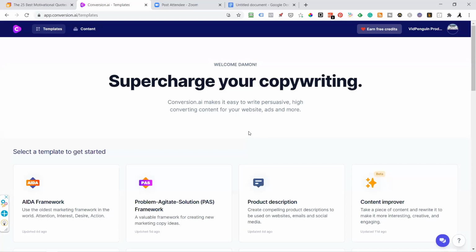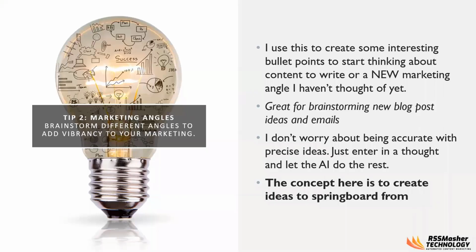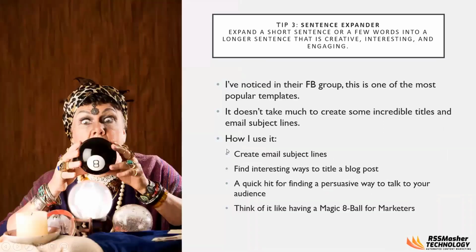Okay, so that was tip number 2. Now let's go to tip number 3. This is what I call my magic 8 ball. In the Conversion.ai's Facebook group, this is one of the most popular templates. People are always talking about some of the amazing things that it can create. I use it to create email subject lines. I find interesting ways to title a blog post and a persuasive way to talk to your audience.